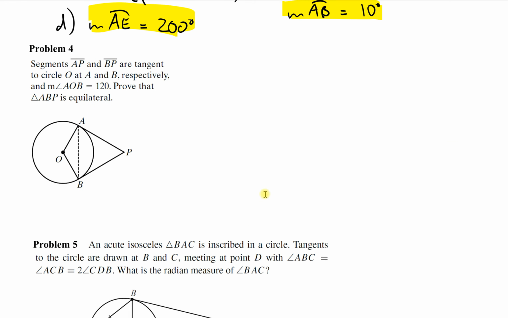Okay, problem number 4. This is a little bit more challenging now. Here we know that angle AOB, this angle over here, is 120 degrees. How would you prove that triangle ABP is equilateral? Okay, so how do we prove it?